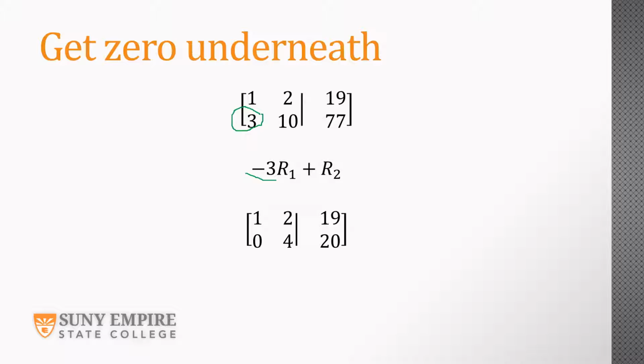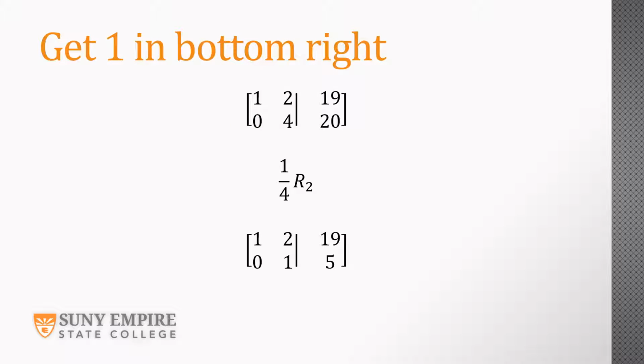-3 times 1 plus 3 equals 0. -3 times 2 plus 10 equals 4. -3 times 19 plus 77 equals 20. Next, we need a 1 in the bottom right corner. We will multiply row 2 by 1/4. This leaves us with the matrix 1, 2, and 19, then 0, 1, and 5.